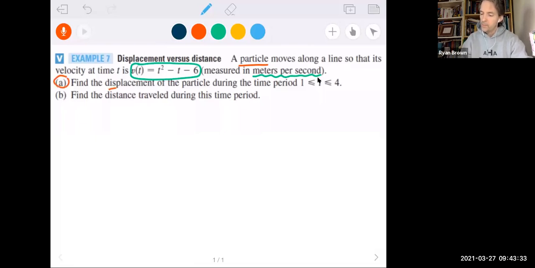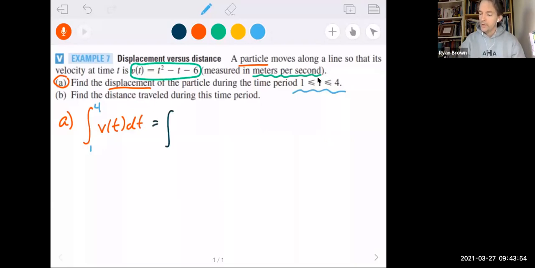Find the displacement. Great. We know displacement is just the integral of the velocity, no absolute value, right? But we need limits here. So let's check and see. All the way at the end, the problem says from 1 to 4. So I'll put from 1 to 4. Great, let's do this one by hand. We can do it.